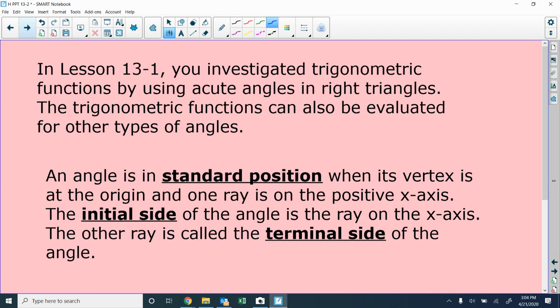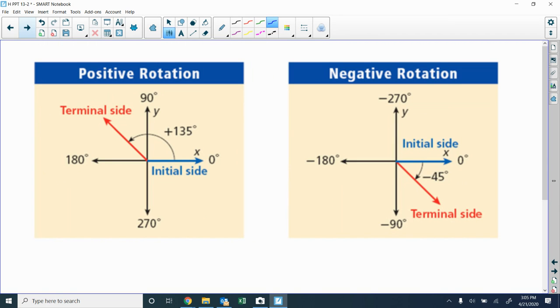So an angle in standard position is when the vertex is at the origin and one ray is on the positive x-axis. So the initial side of the angle is always a ray on the x-axis. The other ray is called the terminal side. The terminal side is the one that we're going to be moving. Let me give you a good look at what that means right here.